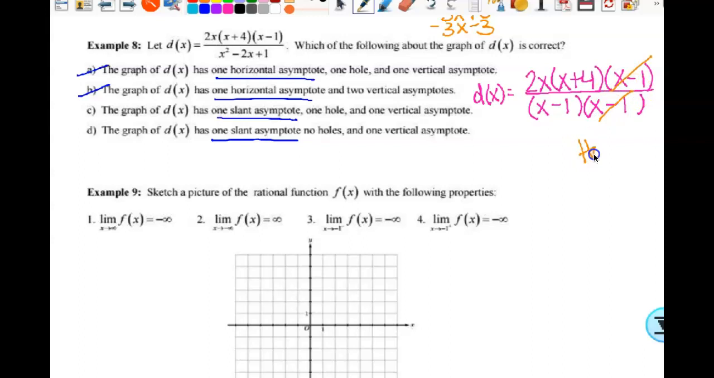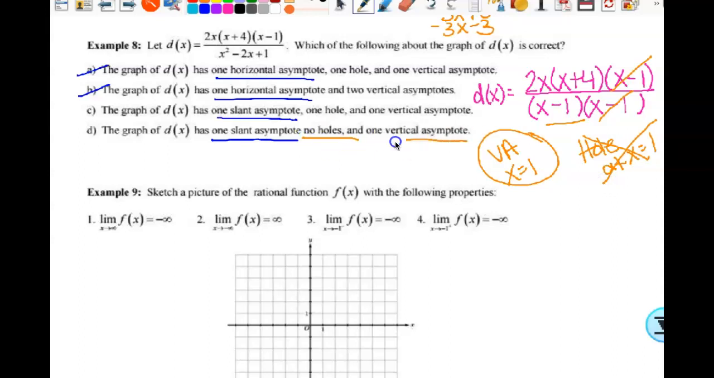So it really looks like I have a hole at x equals 1, right? Then when I look at this, it looks like I have a vertical asymptote at x equals 1. Can you have both? Which one dominates the other? Vertical asymptote. So you don't have that. Do you have any holes? No, you have no holes and 1 vertical asymptote, and your answer is D.